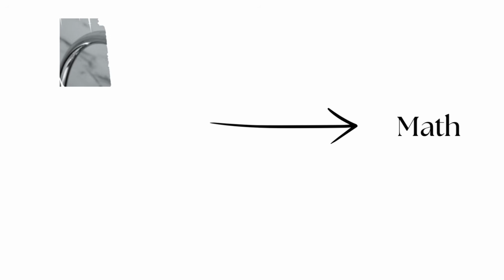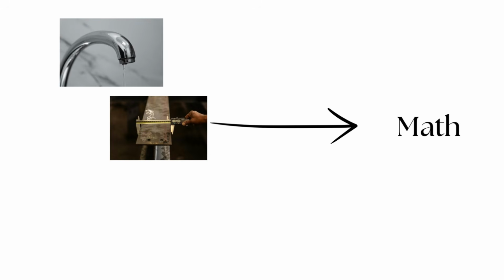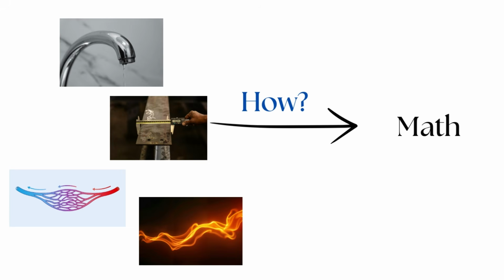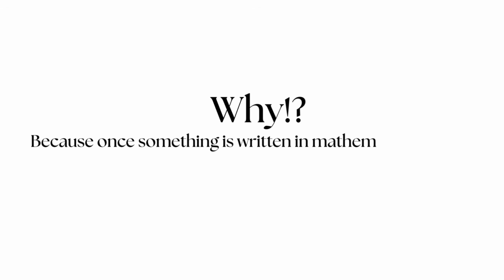It's about observing something real, like water flowing in a pipe, or stress inside of a structure, or blood moving through the artery, or heat diffusing through a material. Then we describe it in mathematical form. Why do we do that? Because when something is written in mathematics, we gain control over it.